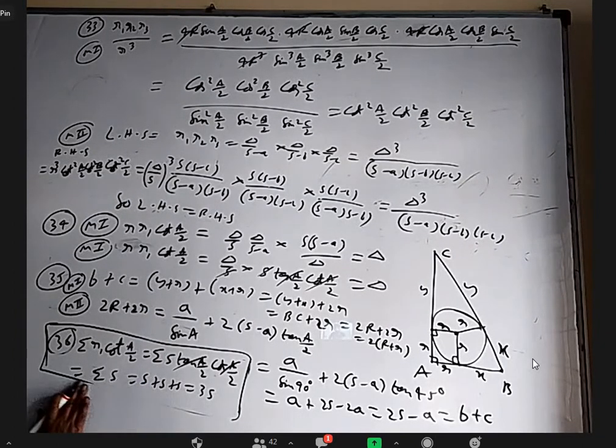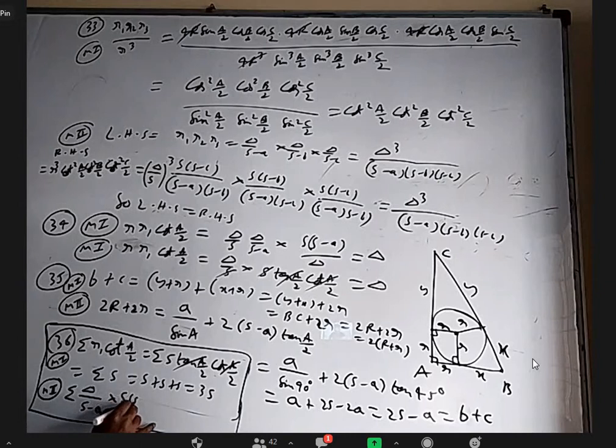Better to write method 2 here. This is method 1. Method 2: Sigma R1 is delta by S minus A, and cot A by 2 is S into S minus A by delta. Again it is sigma S, again it is 3S.